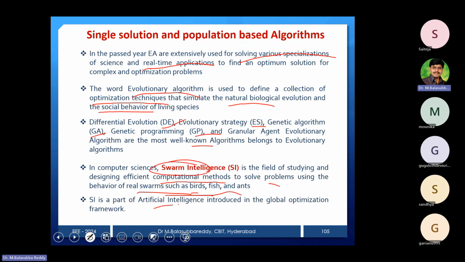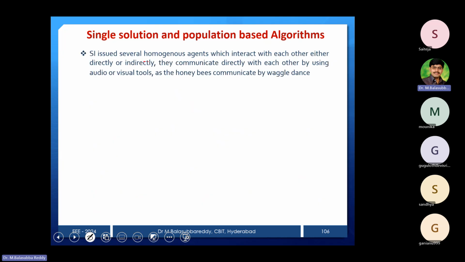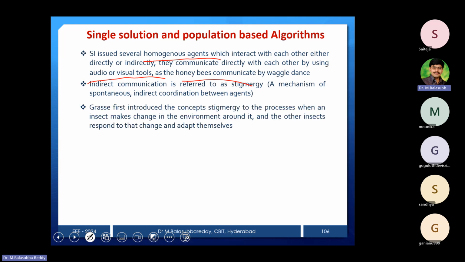Swarm intelligence is a part of artificial intelligence only, the global framework, and there are several homogeneous agents which interact with each other. That's what I am repeatedly telling. All these agents interact with each other, using audio or visual tools, and honeybees communicate by waggle dance. All these things will happen. There is an indirect communication reflected as stigmergy. That means a mechanism of spontaneous indirect coordination between agents. So that they can again coordinate with each other.